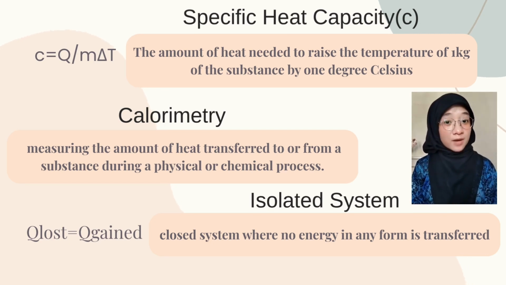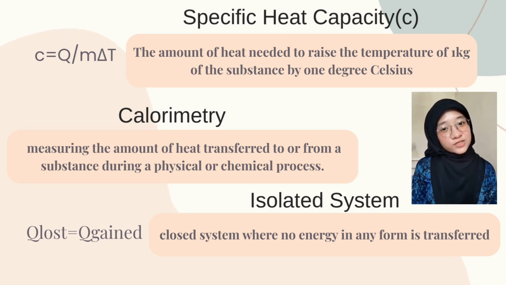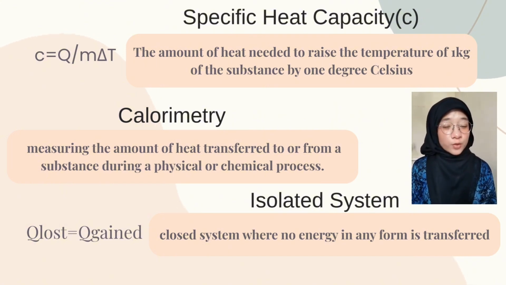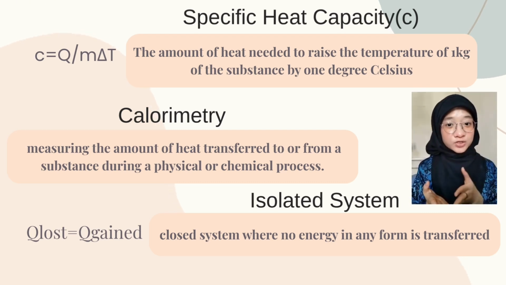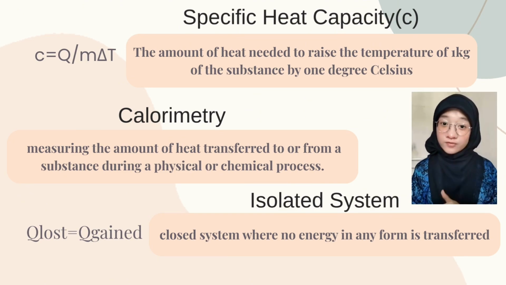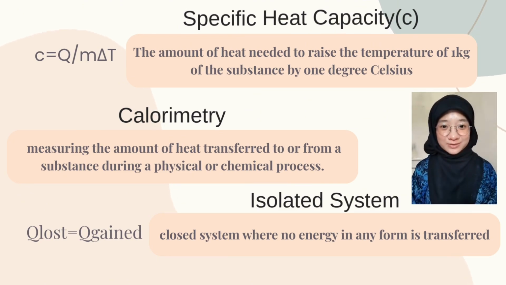Calorimetry is the measuring of the amount of heat transferred to or from a substance during a physical or chemical process. So what is an isolated system? An isolated system is a closed system in which no energy in any form is transferred. So an isolated system means Q loss equals Q gain. Since our product is a lunchbox, which keeps the food inside warm or cold, there is no energy transfer in or out of the lunchbox. So the isolated system term is being used.